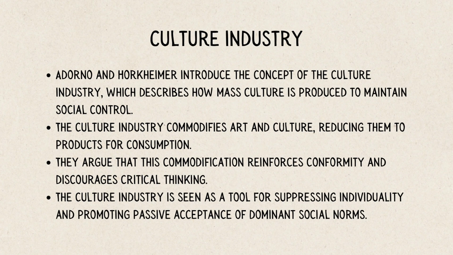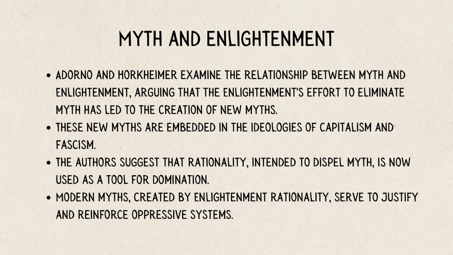Adorno and Horkheimer introduced the concept of the culture industry to describe how mass culture is produced and manipulated to maintain social control. They argue that the culture industry commodifies art and culture, turning them into tools for reinforcing conformity and suppressing critical thought. The authors explore the relationship between myth and Enlightenment, suggesting that the Enlightenment attempt to eradicate myth has, in fact, created new myths. These modern myths are embedded in the ideologies of capitalism and fascism, which use rationality as a means of domination.